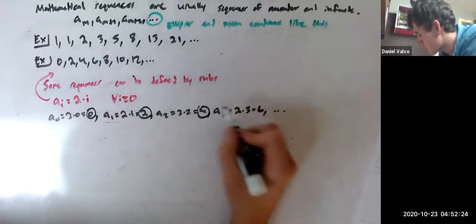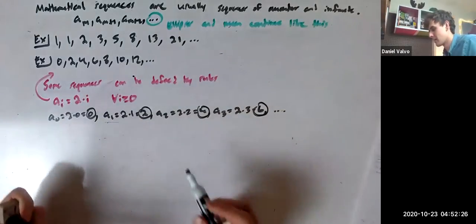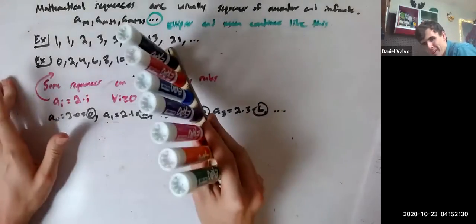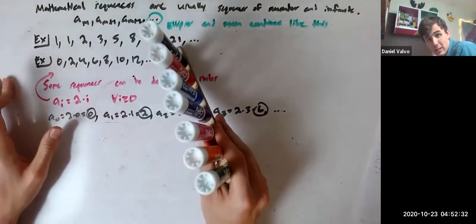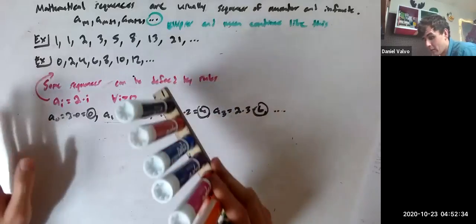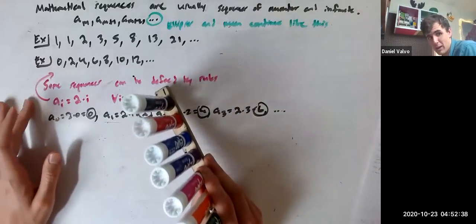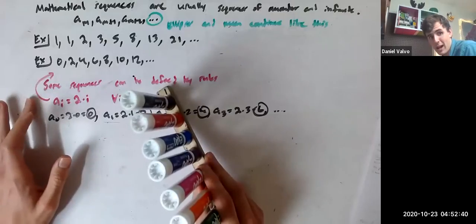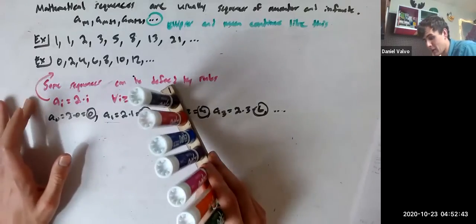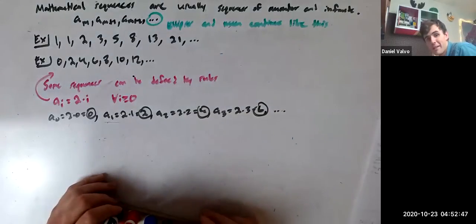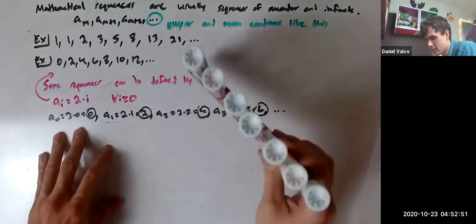So we get 0, 2, 4, 6, right? So this defines this sequence. And this is a way around the dot, dot, dots. This is another way to write that sequence: it's the sequence of A_I where A_I equals 2 times I for all I greater than or equal to 0. Does that make sense?